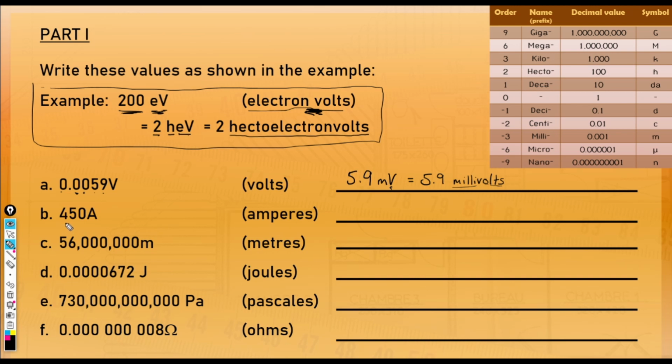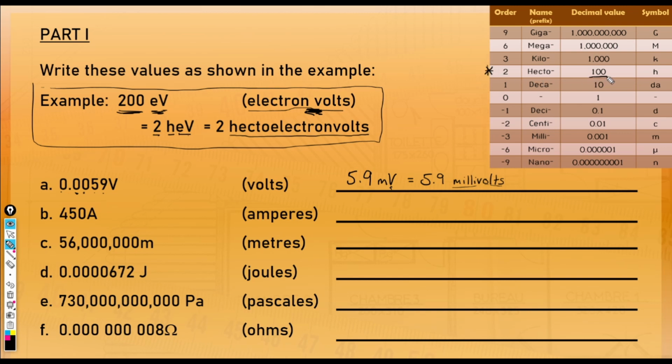So that's A. Moving on to B, we have 450 amperes. So amperes, usually we just say amps. That's the common use. This is a unit of electrical current. So 450, we're looking at the same order of magnitude as our example. So instead of 200 electron volts, we have 450 amperes. So the only thing we have to do is make sure that we put the number after the decimal point. So we're in the hecto region again.